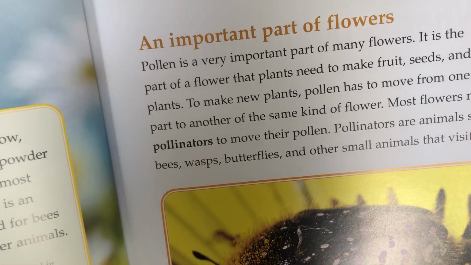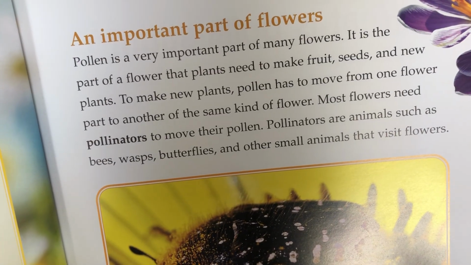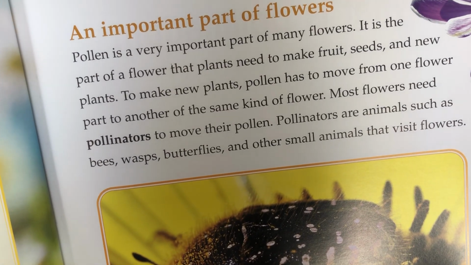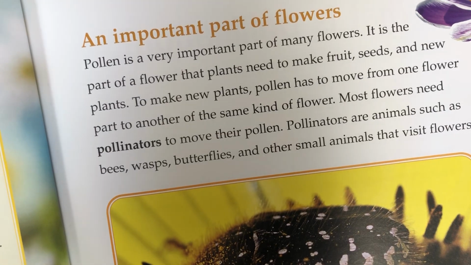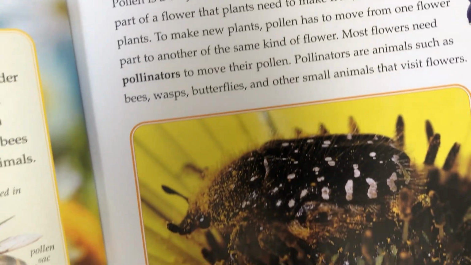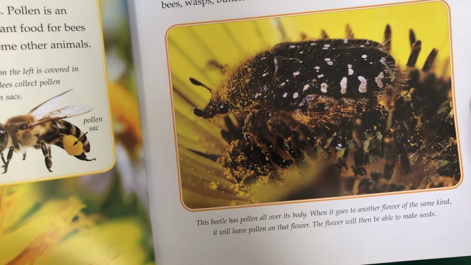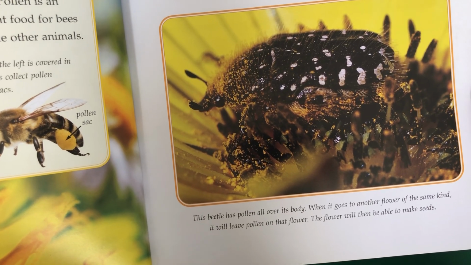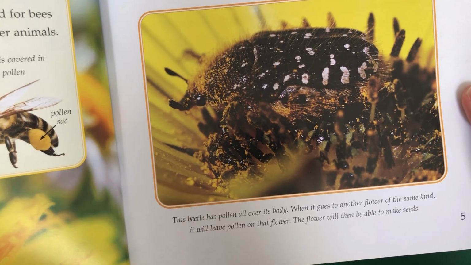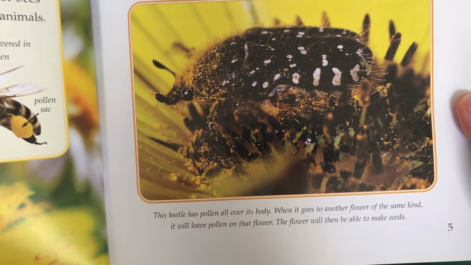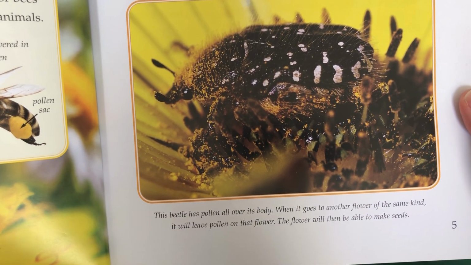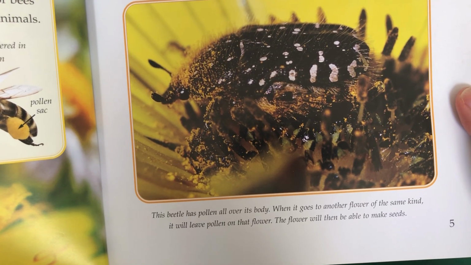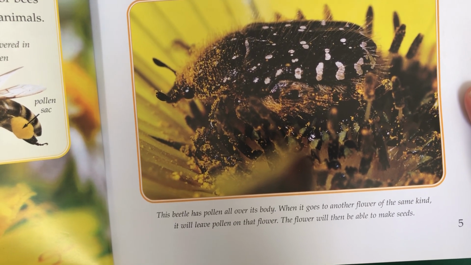Pollinators are animals such as bees, wasps, butterflies, and other small animals that visit flowers. This beetle has pollen all over its body. When it goes to another flower of the same kind, it will leave pollen on that flower. The flower will then be able to make seeds.